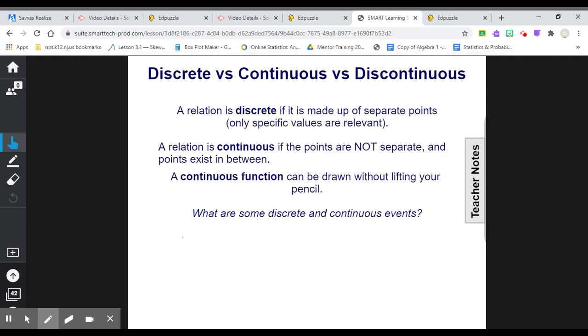Another example of a continuous event would be filling a cup of water. You slowly increase the levels. If I'm doing it from a faucet, that would be an example of a continuous event. Other examples could be all kinds of things, like age, almost anything that changes with time. You slowly change. So if I were to graph my age, I could draw that graph with a pencil without picking the pencil up off of the paper.